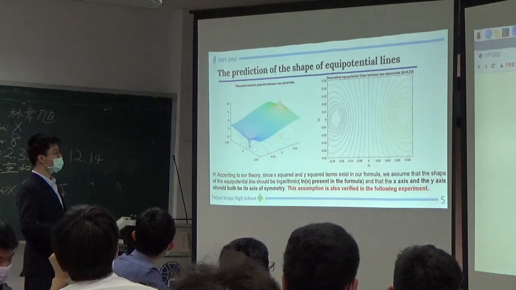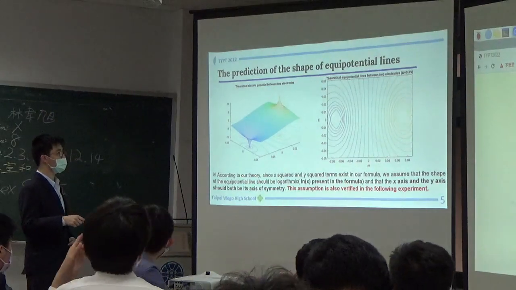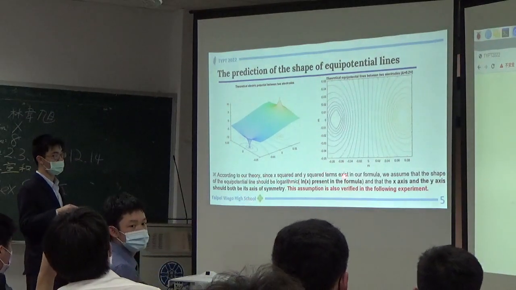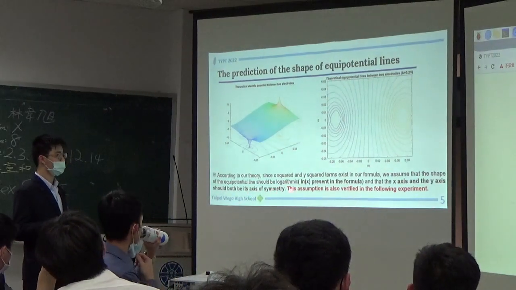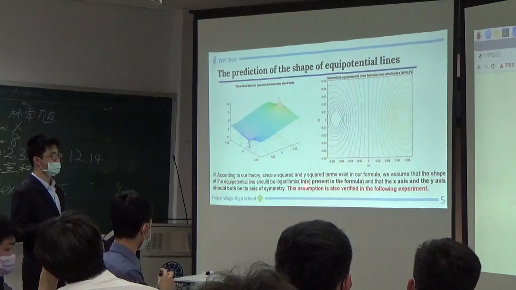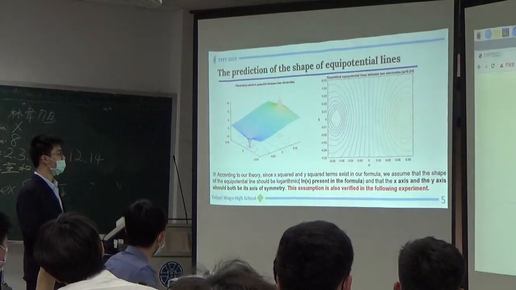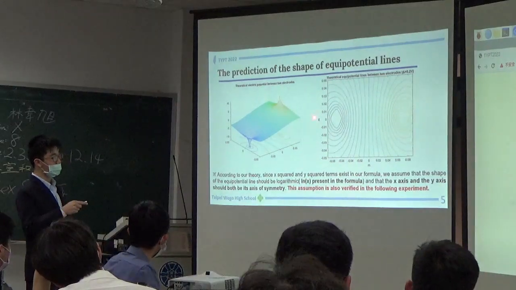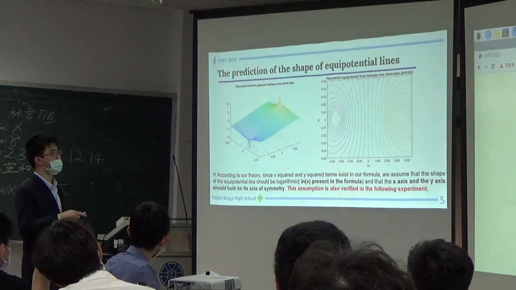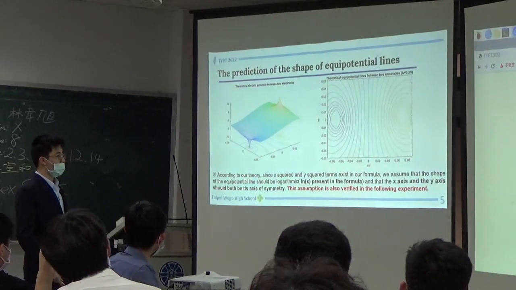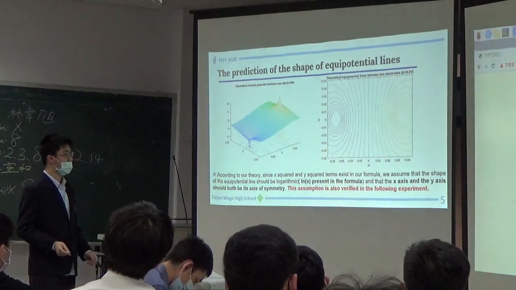A few predictions that we can make using the mathematical formula: since x squared and y squared terms exist in our formula, we can assume the shape of the equipotential lines is logarithmic, as in the natural log function exists in the formula, and that the x-axis and y-axis should both be axes of symmetry, meaning that along this line and this line, the image should be symmetric. This assumption is also verified in the following experiment.